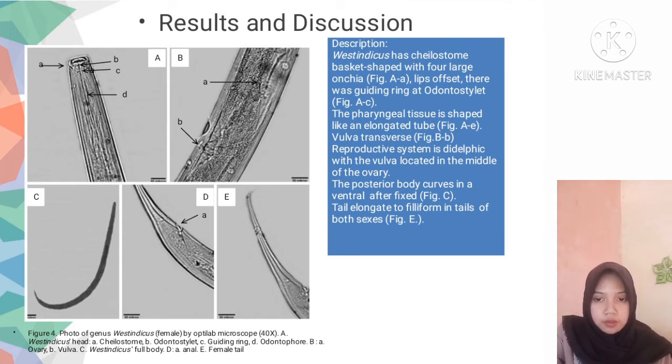Developing reproductive system. The vagina is sclerotized. The tail is gradually tapered with a length of 145.91 to 151.24 micron.